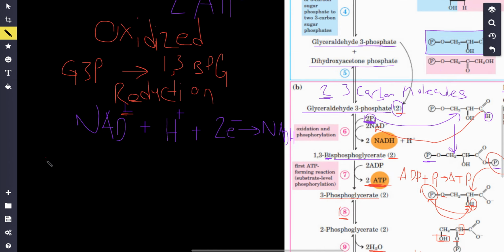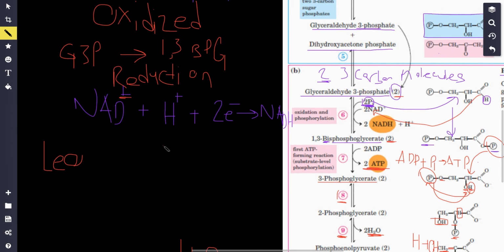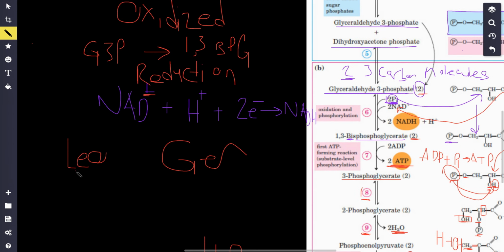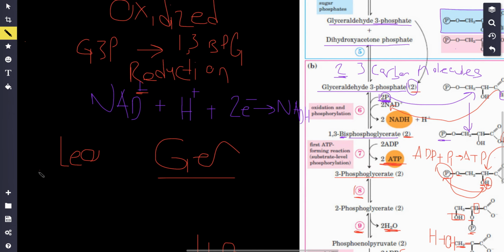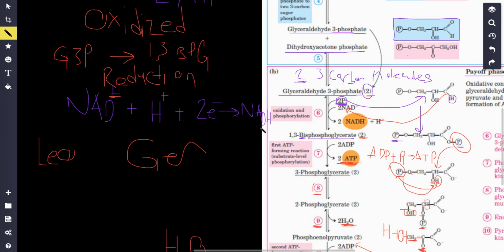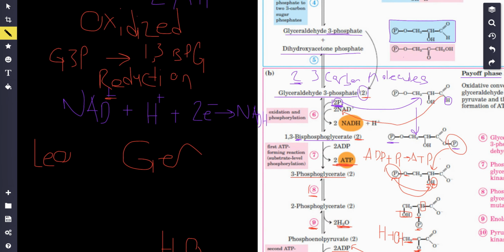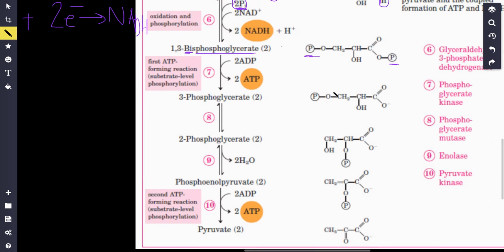All right, so I've seen a lot of people do this. Leo the lion goes grr. Loss of electrons is oxidation. Gain of electrons is reduction, right? So that's a good mnemonic, or just a good phrase in order to memorize all of this. All right, so that's going to be formed.